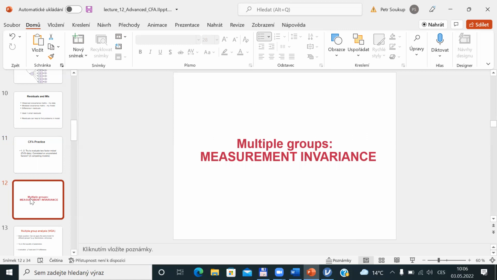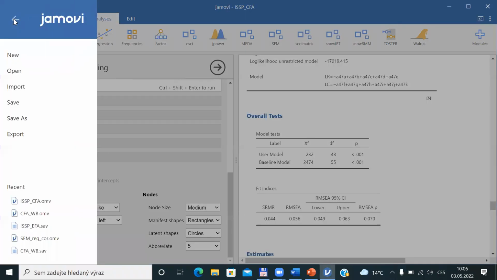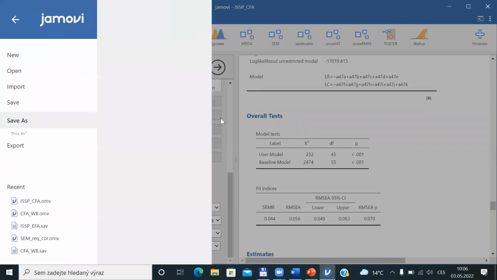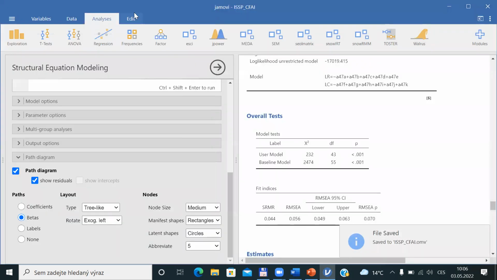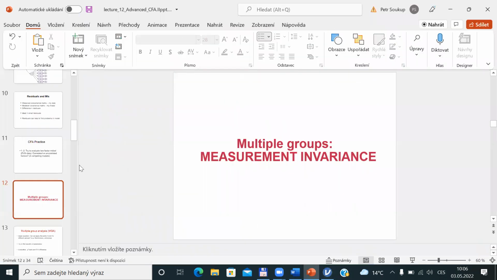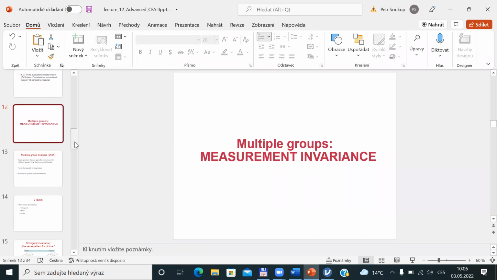And now we will switch to the multiple groups discussion. First of all, I will save our previous tasks, only using a different name. So this is PCFA number 1. And before we start to compute results, I would like to give some brief theoretical insight into measurement invariance, or multiple group confirmatory factor analysis.